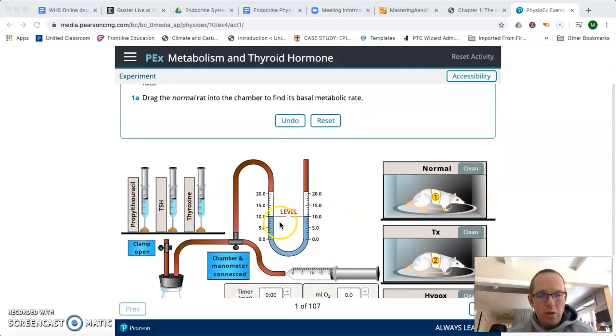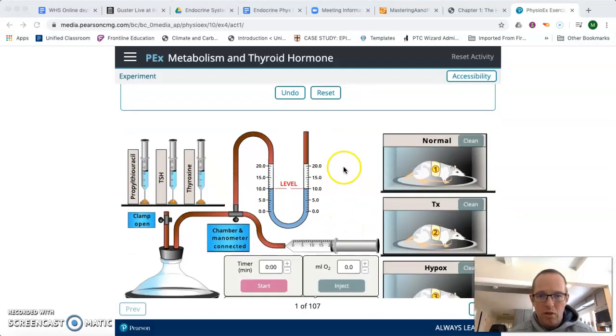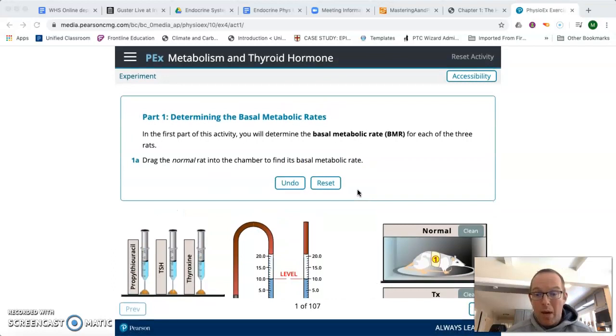The way we're going to do this is we're going to measure the amount of oxygen that each rat consumes. As we know, in order to break down food, you need oxygen. So the amount of oxygen that the rats are consuming during a given period of time is what we use to figure out how fast its metabolism is going, or at least to compare. There are a few bits of math that we need to do to determine the basal metabolic rate, or BMR, for each of these three rats.